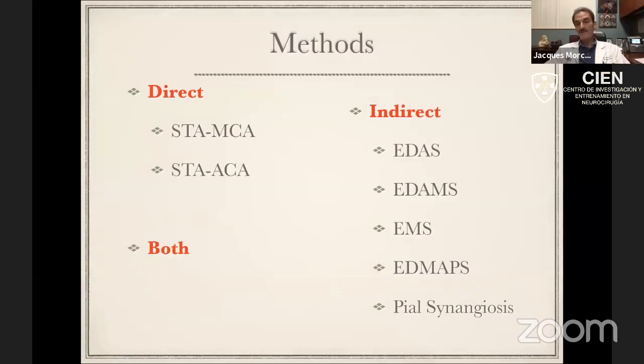And what are the methods to treat with a bypass? You have the direct bypasses over here, STA-MCA or STA-ACA. And you have the list of indirect bypasses. It's like an alphabet soup: EDAS, whether you use a muscle, the dura, many possibilities. Or you can do both, the so-called combined, direct and indirect.